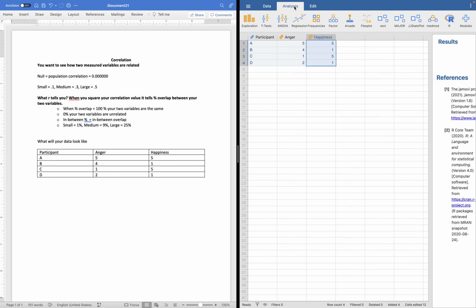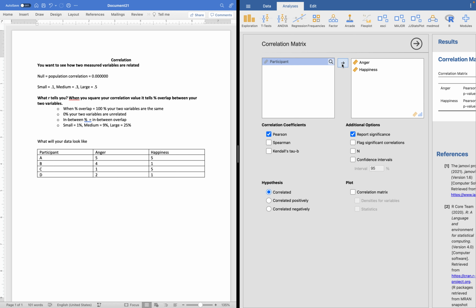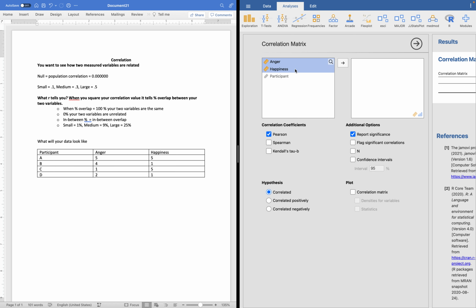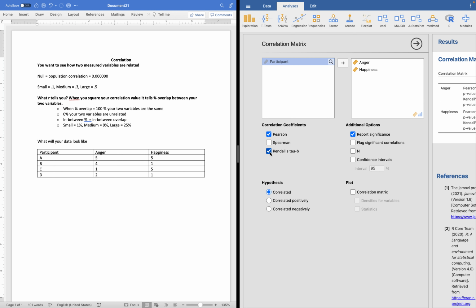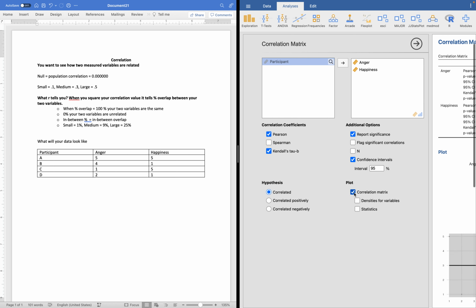You click Analyses, Regression, Correlation Matrix. You can click them in one at a time, or you can select them both and click them in at the same time. I click Shift and they both go in at the same time. You can play around with that. For my correlation coefficients, Pearson is the traditional R. I also want Kendall's tau B, which is a non-parametric correlation. I talked about that in class. I would like my correlation value, my significance value, my 95% confidence intervals, and my correlation matrix as well.